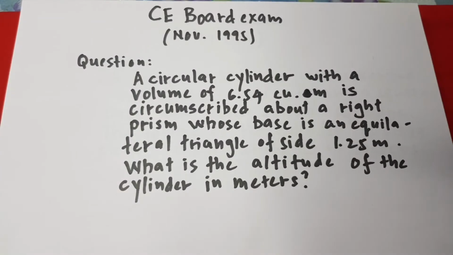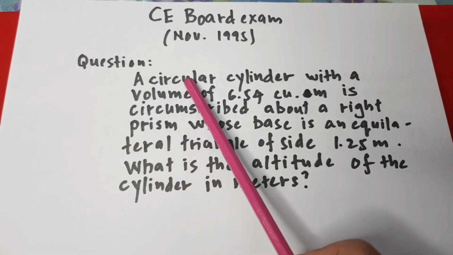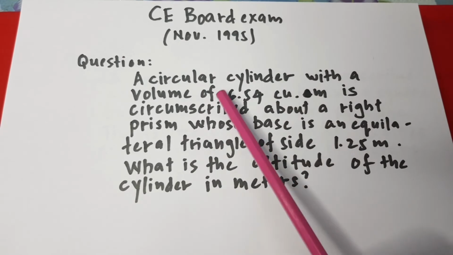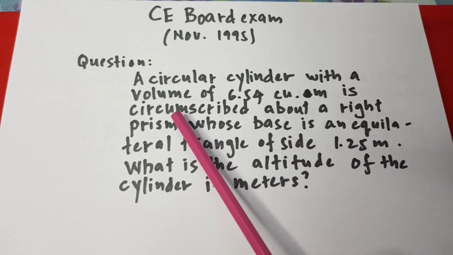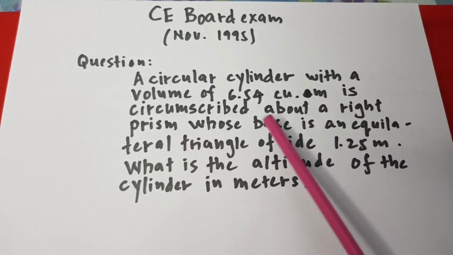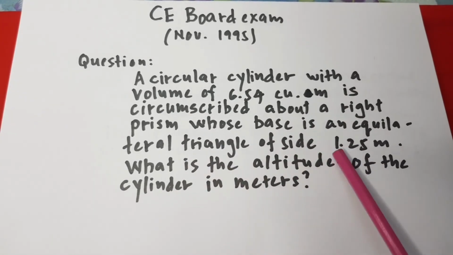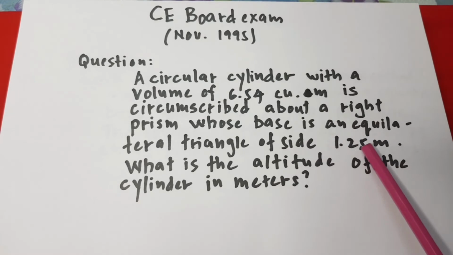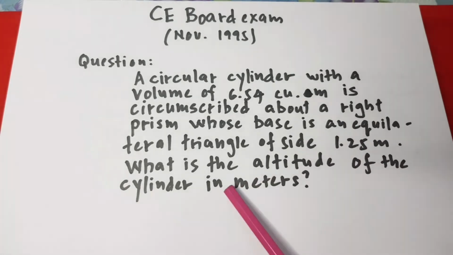See the board exam question given last November 1995. The question: a circular cylinder with a volume of 6.54 cubic meter is circumscribed about a right prism whose base is an equilateral triangle of side 1.25 meter. What is the altitude of the cylinder in meter?